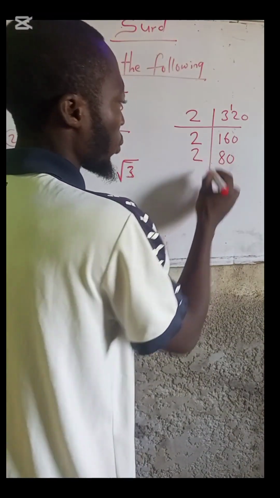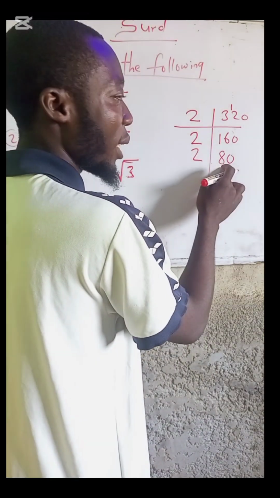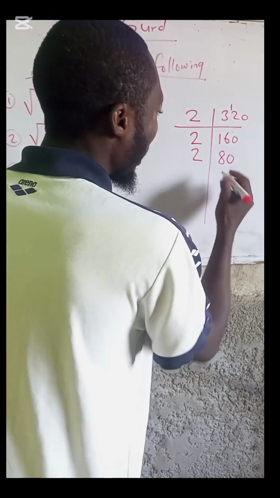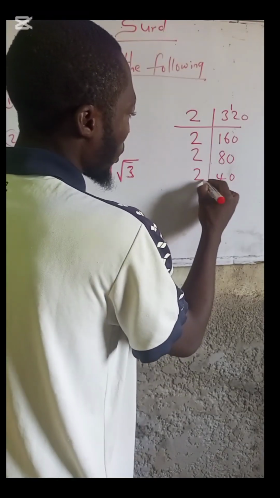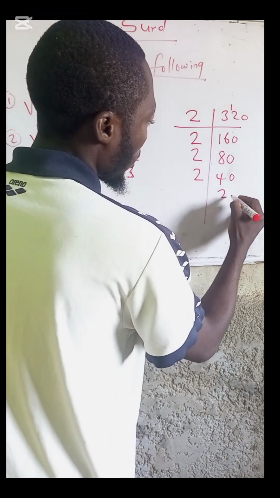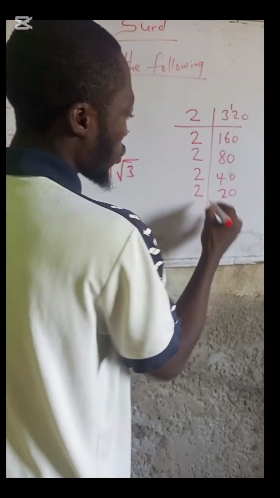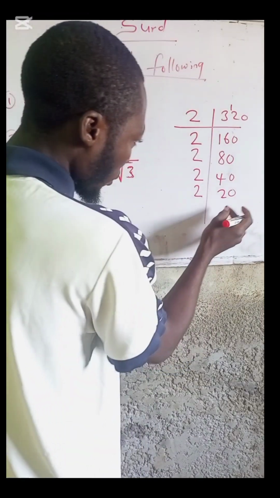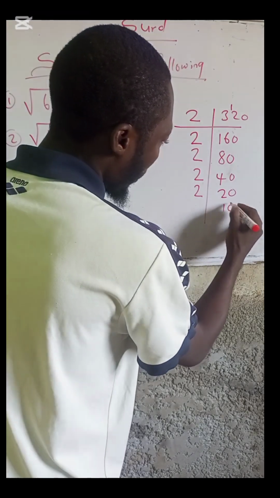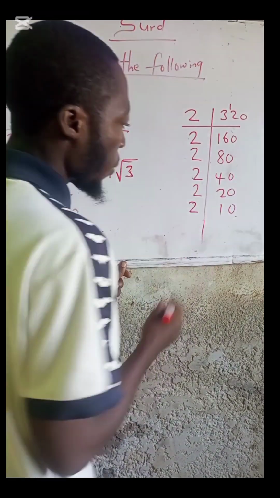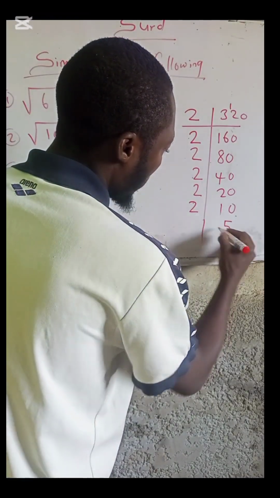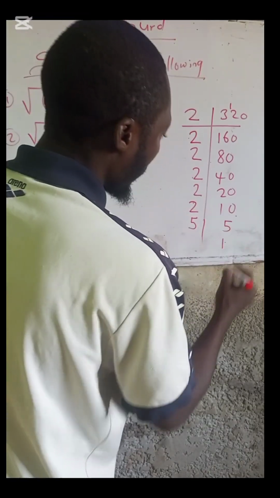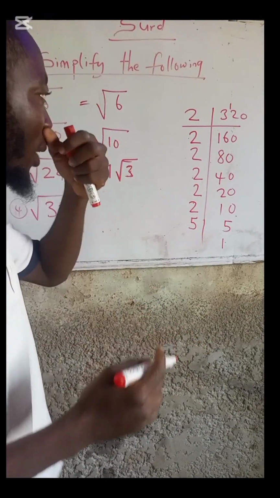Now put my 2. 2 in 80, 2 in 8 is 4. Then bring this 0 down. Then 40 divided by 2 is what? 20. Then 2. Then this is 10, which can actually go. I put my 2 here. Then 10 divided by 2 is 5. Then 5 and 1. Now don't get confused.